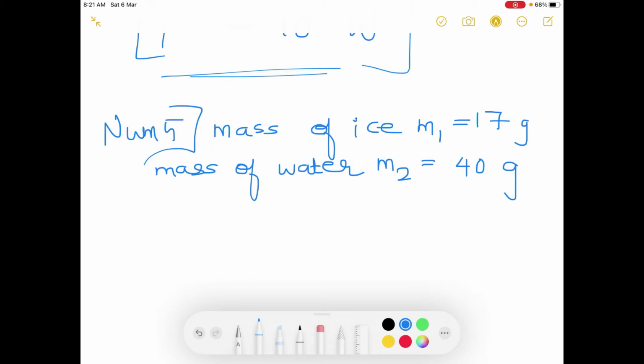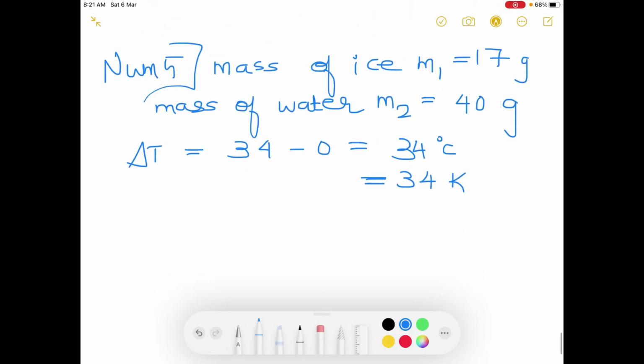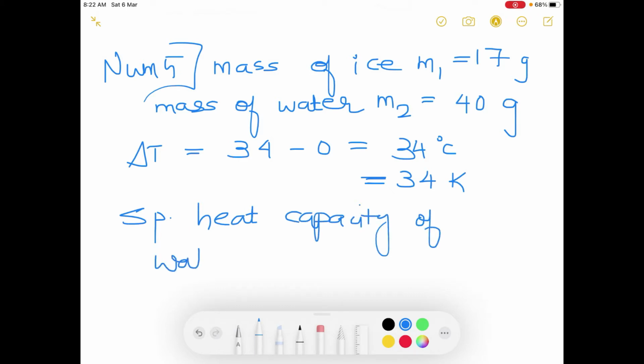That means what will be the change in temperature? Delta T will be equal to 34 minus 0, that is 34 degrees Celsius or 34 Kelvin. So this is the change in temperature. Now the specific heat capacity of water is 4.2 joule per gram per Kelvin. Let's note it down, specific heat capacity of water is given as 4.2 joule per gram per Kelvin.